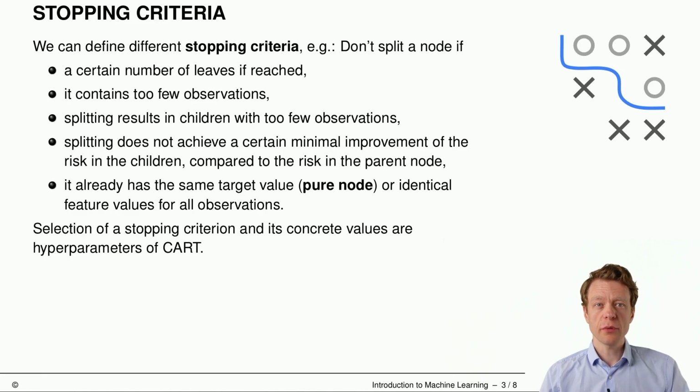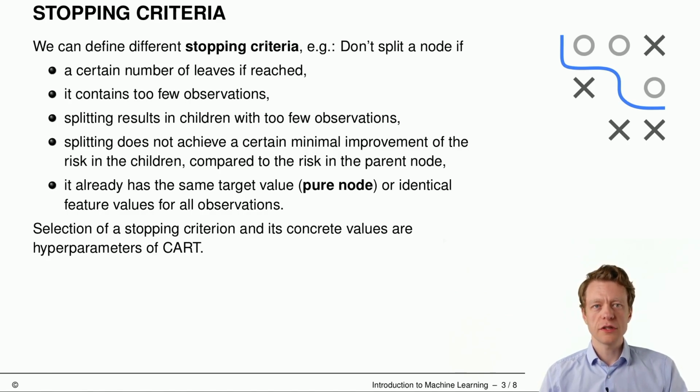There are different stopping criteria. Some examples here are: don't split a node if a certain number of leaves is reached. So this would mean that beforehand we set a number of leaves that the tree should have. For example, 100 leaves, and if we have split so far that the tree is large enough and has 100 leaves, then we just stop.